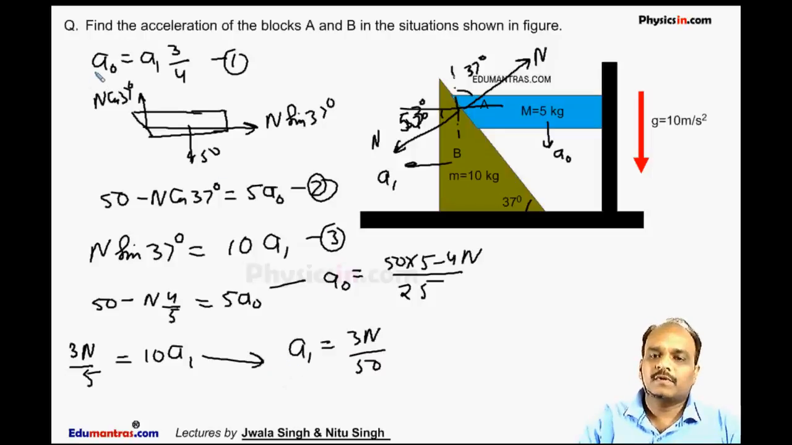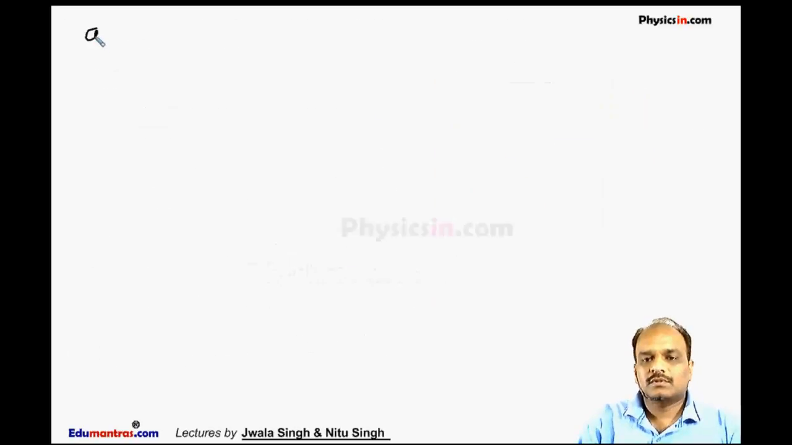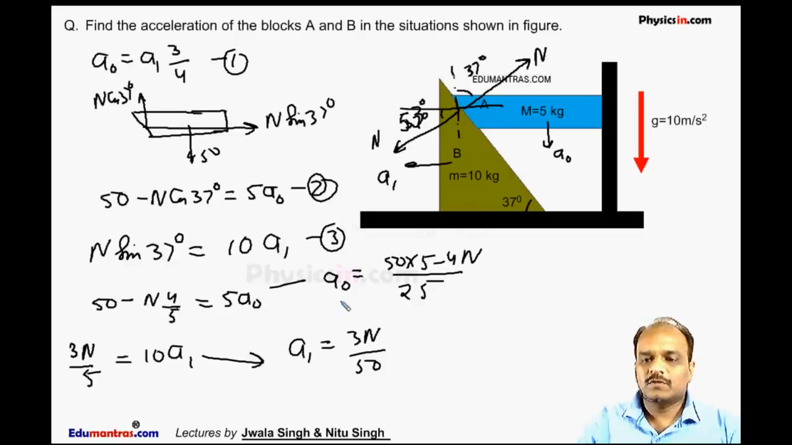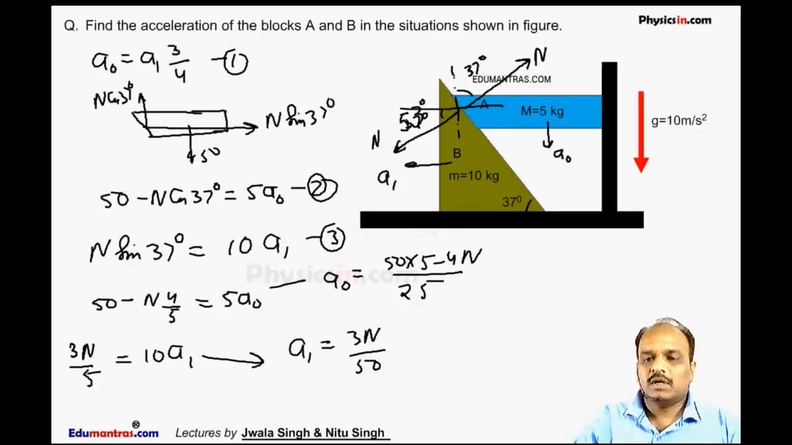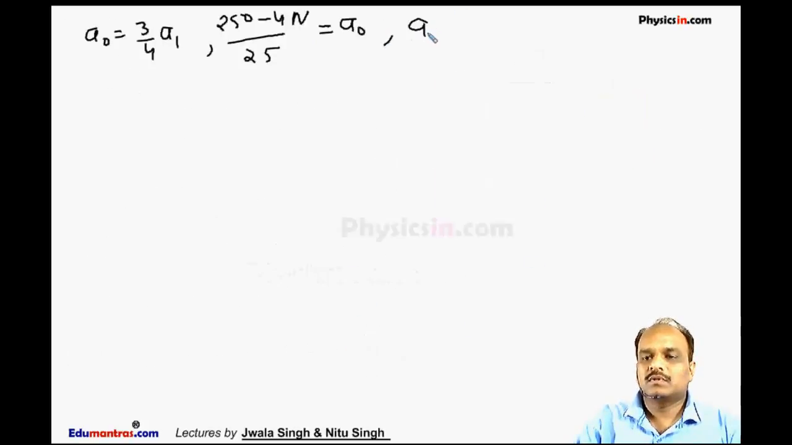Now if I substitute the value of a1 and a naught here, we know a naught is equal to 3 by 4 into a1, and from the equation a naught is equal to (250 minus 4n) divided by 25, and a1 is equal to 3n by 50.